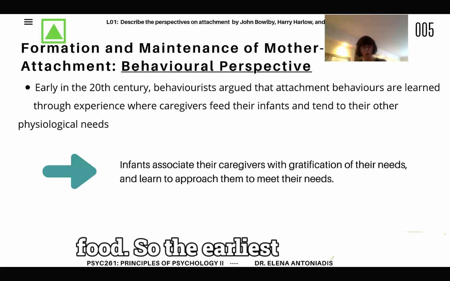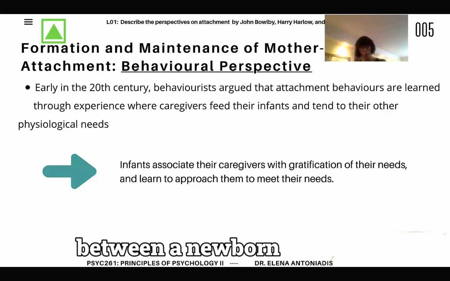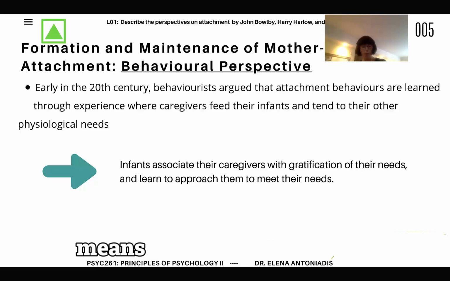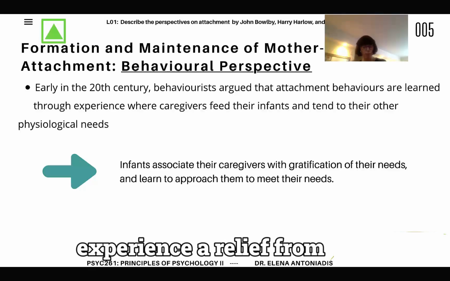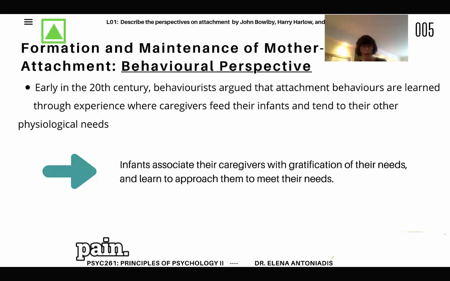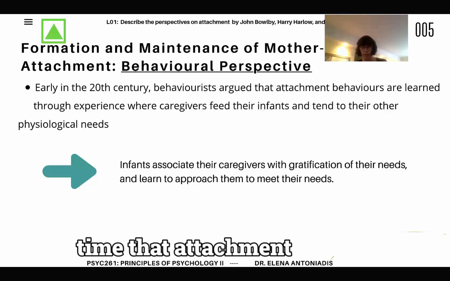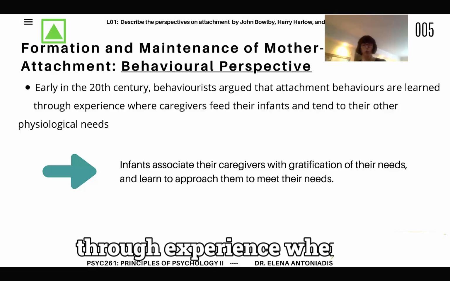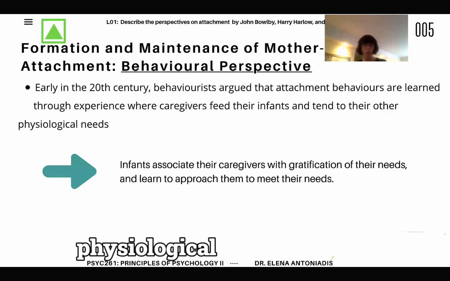So the earliest attachment that you see between a newborn and a mother was merely a means for the child to obtain food, or to experience relief from their thirst, or to avoid pain. So it was just a way. The attachment was reinforced by the nourishment that the mother provided. So this was the earliest, dominant view at the time, that attachment behaviors are learned through experience, where caregivers feed their infants and tend to their physiological needs.